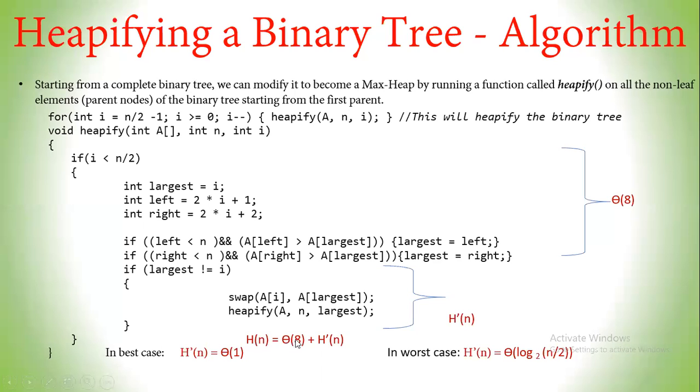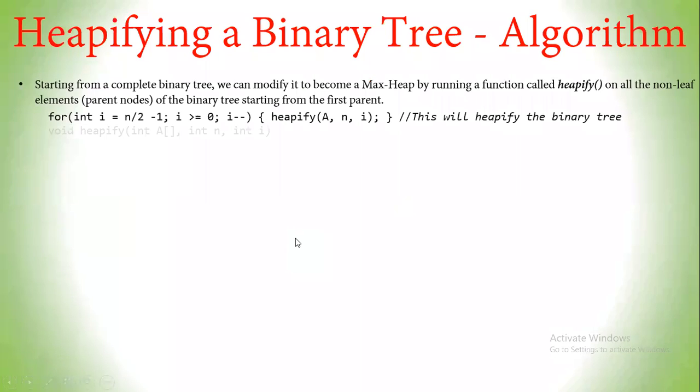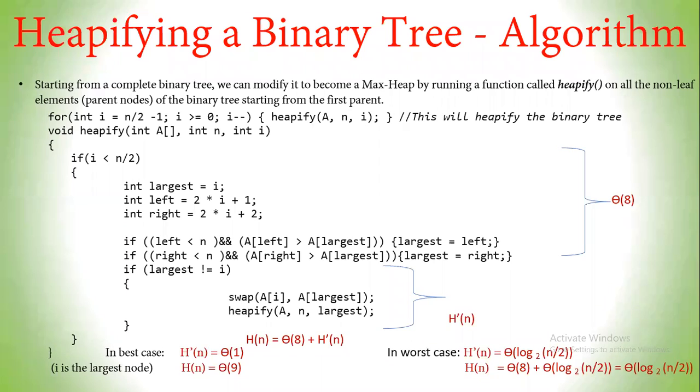So we can write the base case by combining this. In the base case, it will be theta 8 plus h dash n theta 1, so it will be theta 9. And in the worst case, it will be theta 8 plus theta log 2 n over 2. This theta 8 does not have any significance when compared with this one. Again, it will be in the order of log 2 n by 2 in asymptotic analysis. So the heapify function has worst case complexity of log 2 n by 2, and a best case complexity.